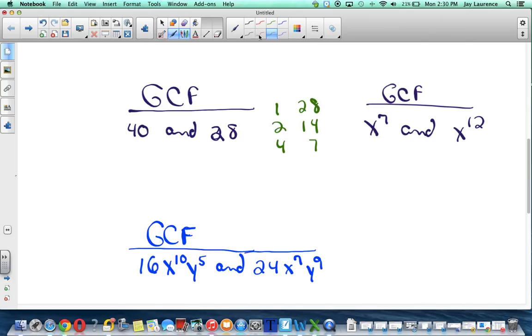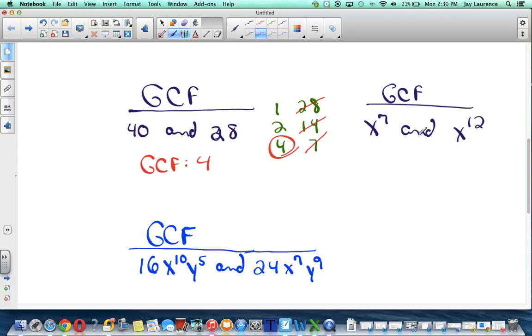So now to find the GCF, I'm going to see if 28 goes into 40 evenly. No, it does not. Does 14 go into 40 evenly? Nope. 7? No. 4 does. 4 is my GCF. The GCF of those two numbers is 4.